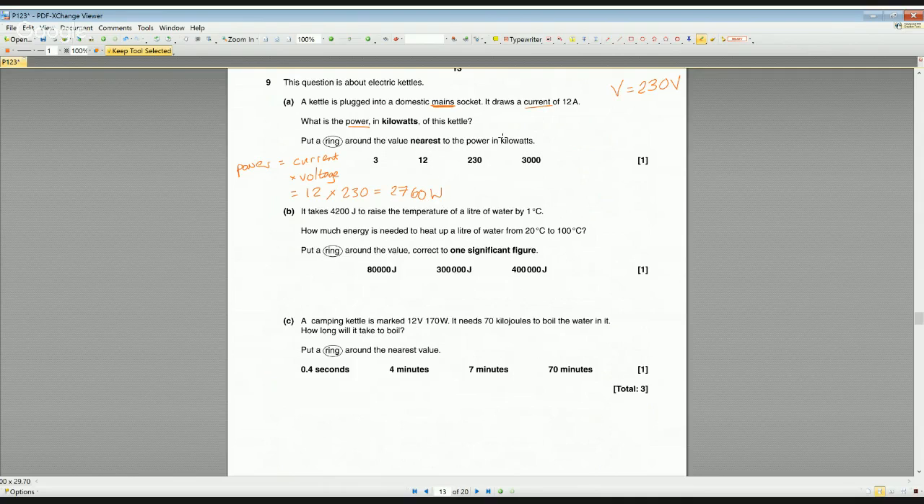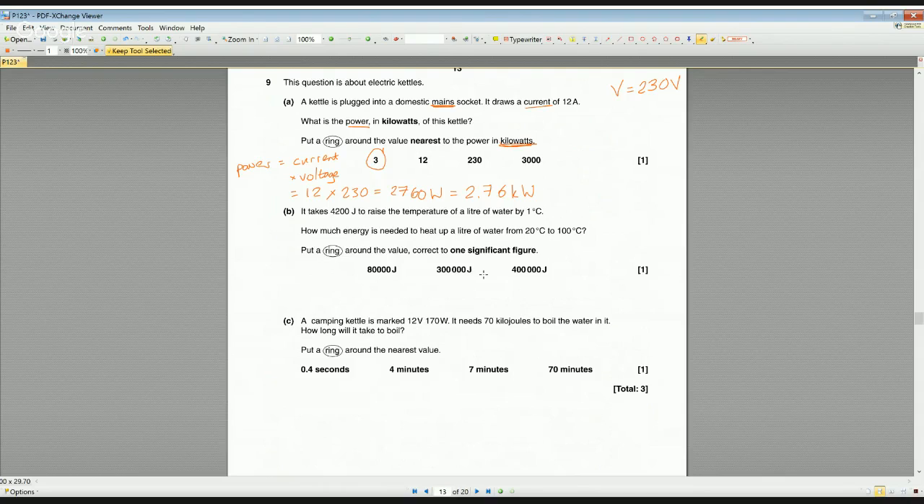However, notice that the question asks for the power to be given in kilowatts, not in watts. So that will be 2.76, which means the closest value there is 3. The second part, B, says it takes 4,200 joules to raise the temperature of a litre of water by 1 degree. How much energy is needed to heat up a litre of water from 20 to 100 degrees? Put a ring around the correct value.